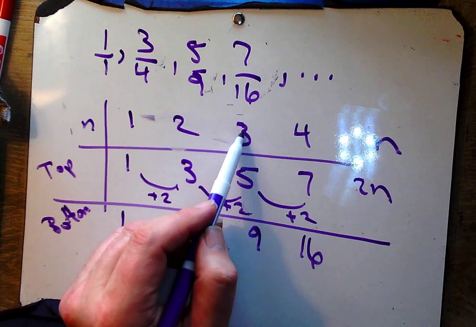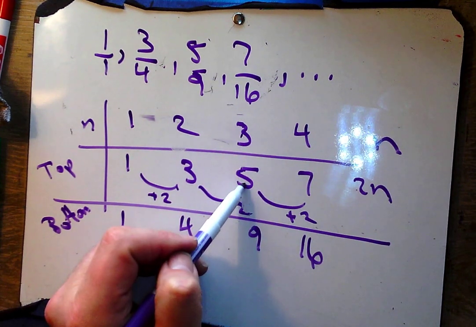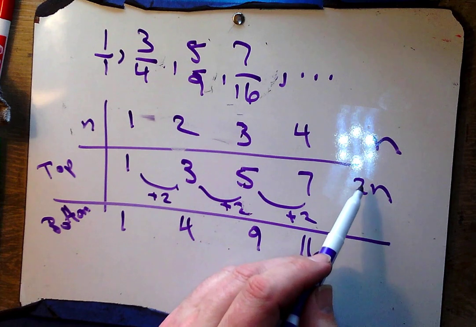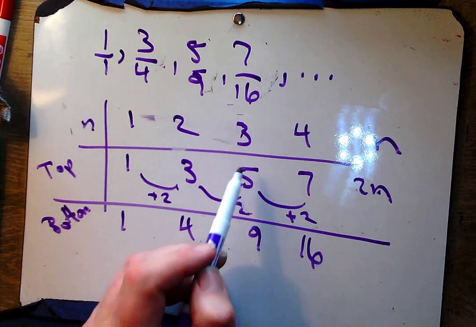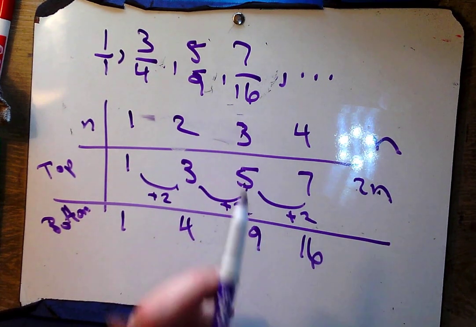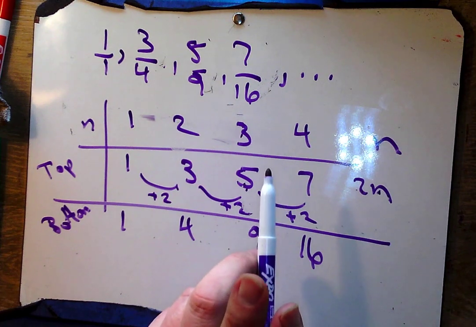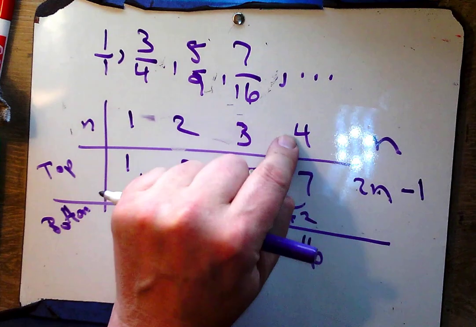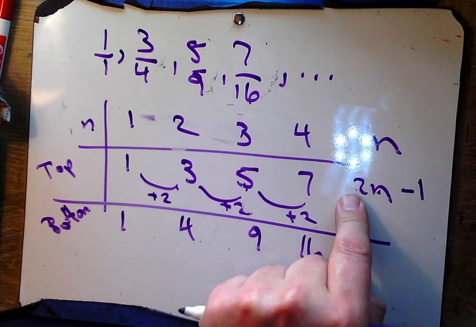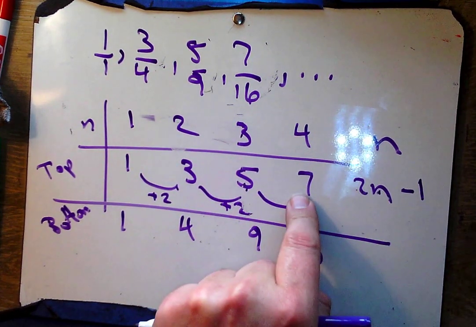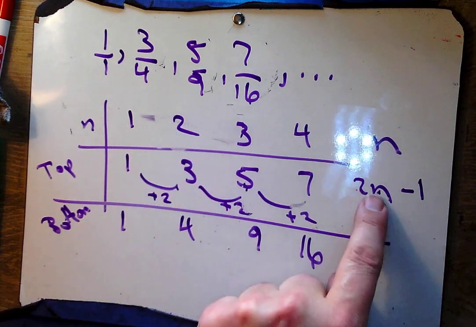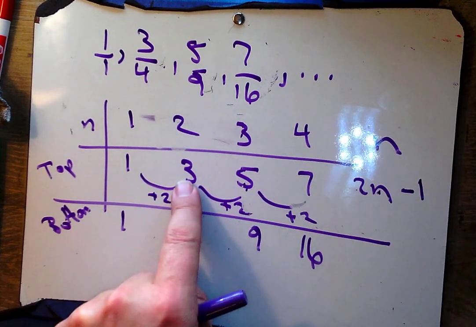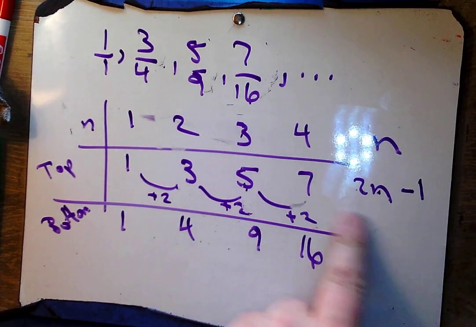2 times 3 is 6. Oh, but I've got a 5. So what do I need to do to 2 times 3 is 6 to turn that value into 5? And remember, I'm only allowed to add or subtract. Now, I'm going to subtract 1. So if I plug in a 4 now, 4 times 2 is 8. 8 minus 1, 7. Or if I plug in a 2, 2 times 2 is 4. 4 minus 1 is 3. So I've got a rule for the top.